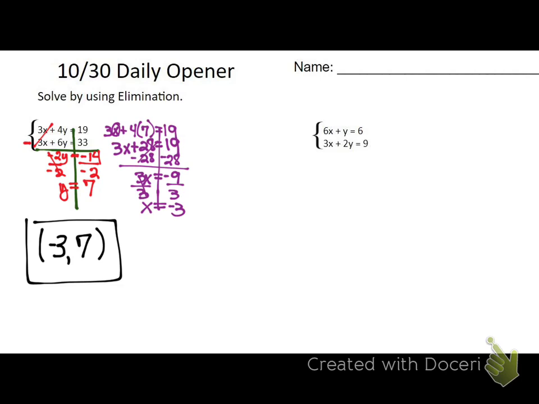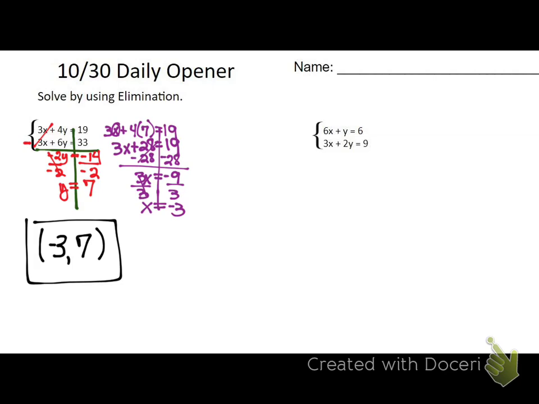All right, let's take a look at the next one here. So this next one, 6x plus y equals 6, and 3x plus 2y equals 9. Do I have my terms lined up? Are my like terms lined up? No. Are my x's in a line or are my y's in a line? Well, okay, are they lined up-ish? Yeah, your y's are.